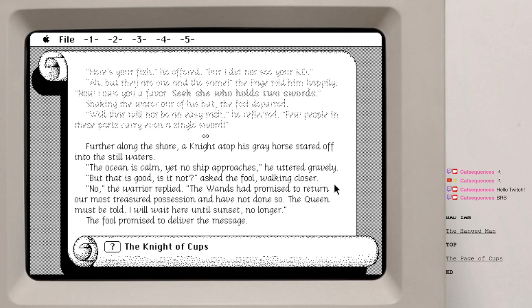Further on the shore, a knight atop his grey horse stared off into the still waters. "The ocean is calm, yet no ship approaches," he uttered gravely. "But that is good, is it not?" asked the fool, walking closer. "No," the warrior replied. "The wands have promised to return our most treasured possession, and have not done so. The queen must be told. I will wait here until sunset, but no longer." The fool promised to deliver the message.